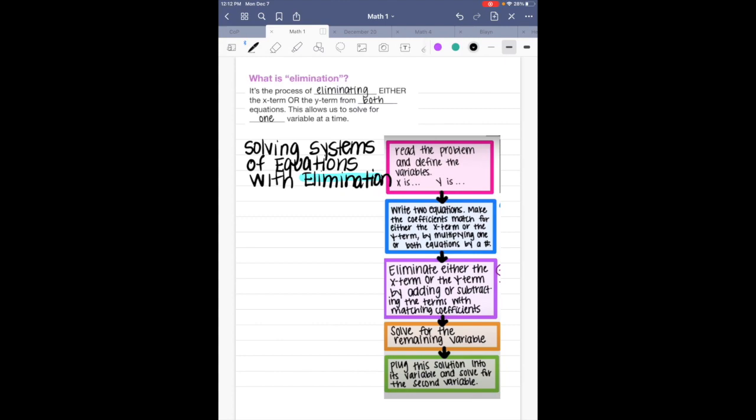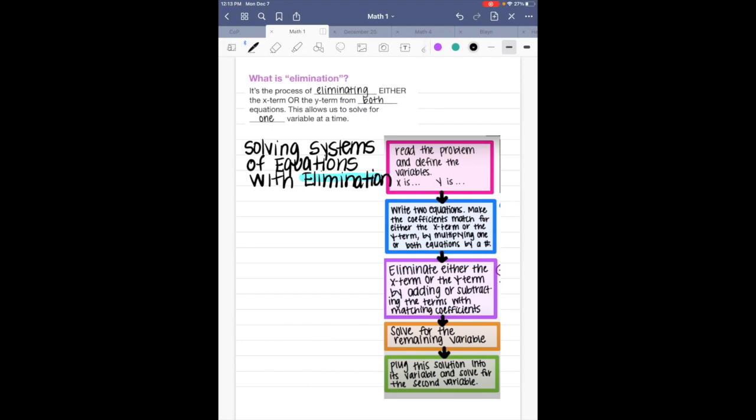So, 5 simple steps. The first step is going to be read the problem and define the variables. That means that you're going to tell me what x is and tell me what y is. So you're giving the x variable a definition and giving the y variable a definition. The next step is you're going to write your two equations. Sometimes it's going to be in a word format, sometimes it won't. But if it is in a word format, you're going to need to write your two equations.